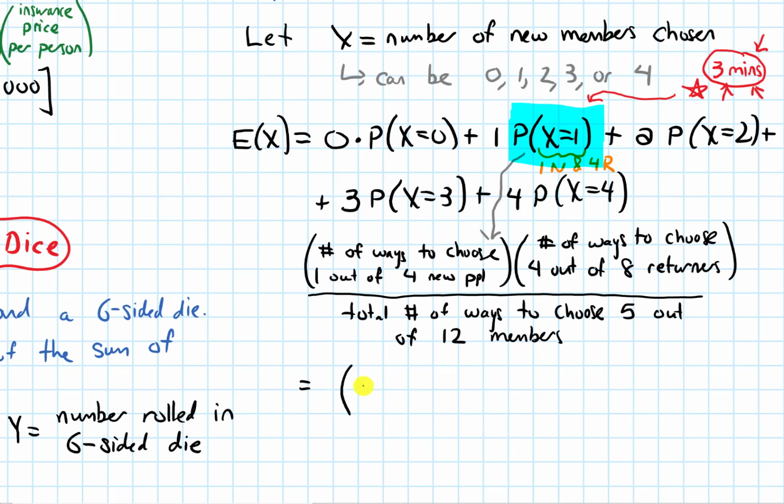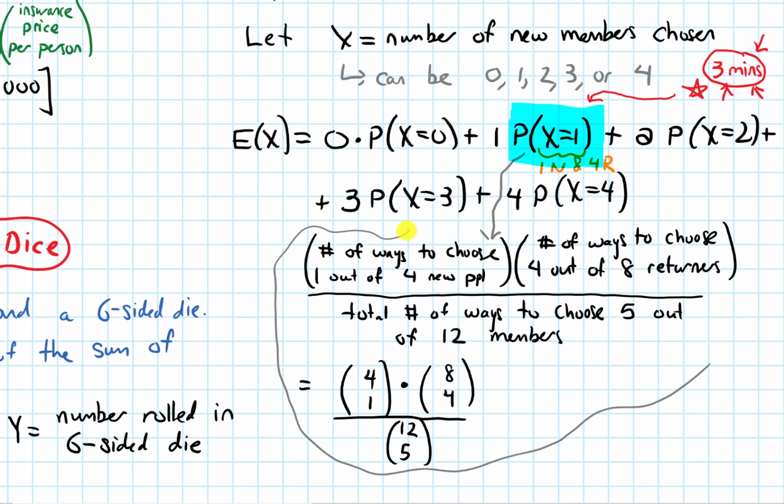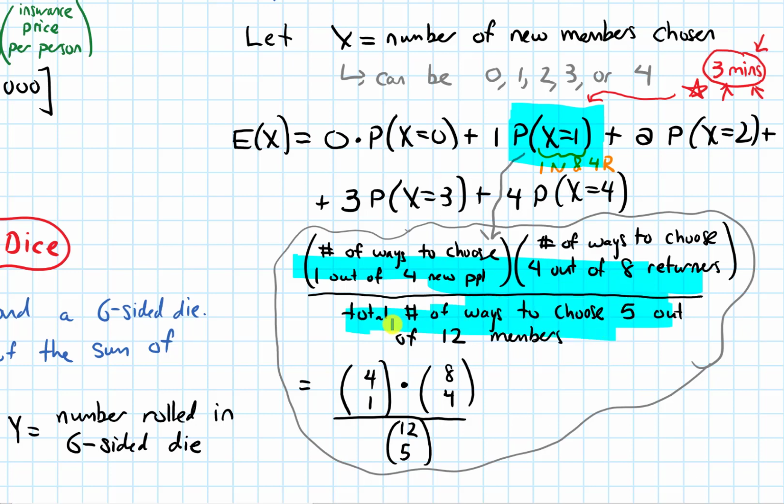So the first one is going to be 4 choose 1, and that's going to get multiplied by 8 choose 4. The denominator, the number of ways to choose 5 out of 12 members, that is 12 choose 5. So I'm going to put this all in a little gray bubble just so that I know that this was just the probability that x equals 1. I'm also going to highlight it in blue, just like I did above with the probability that x equals 1, just so it stands out, just so I know that this isn't my final answer. This was just one of these probabilities.